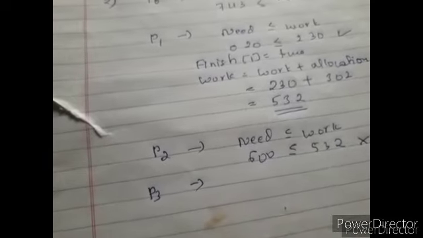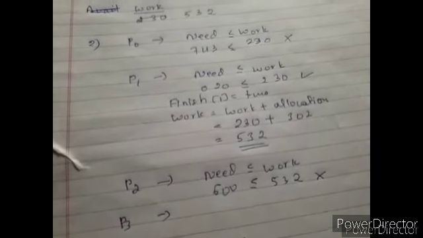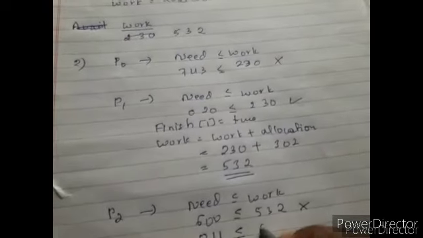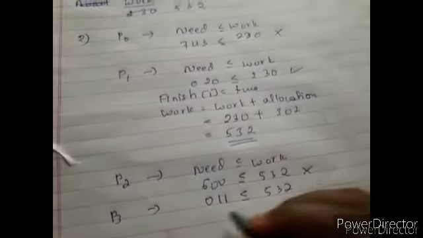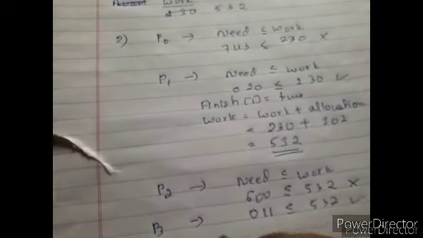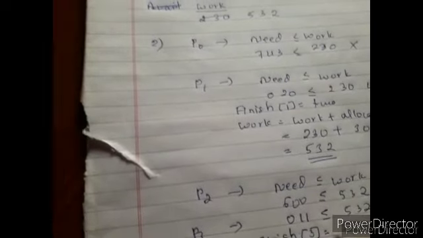Okay, next we'll consider process P3. For the process P3, we need to check the need value again, whether need is less than or equal to work. What is the need value for process P3? It is 0, 1, 1. Whether it is less than or equal to work. What is the work? 5 3 2. Yes, it is less than or equal to work. So next we can write finish of 3 is equal to true.